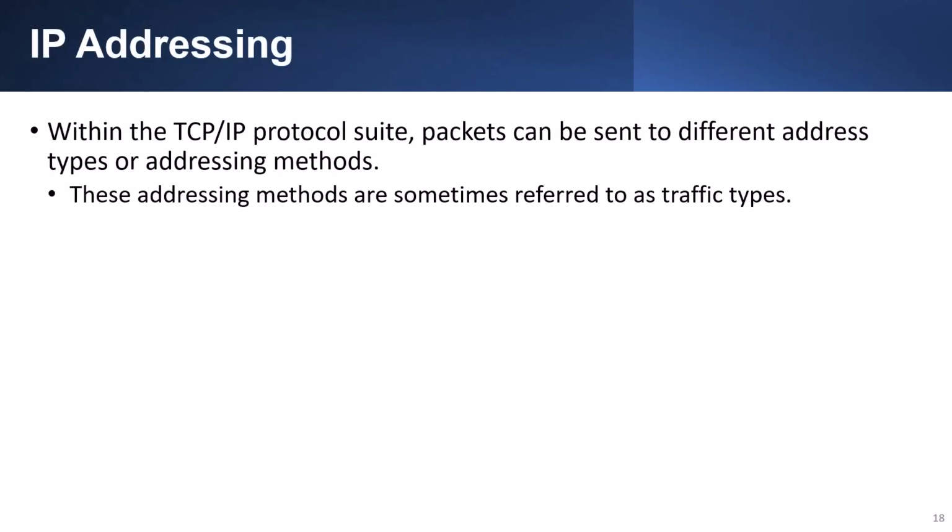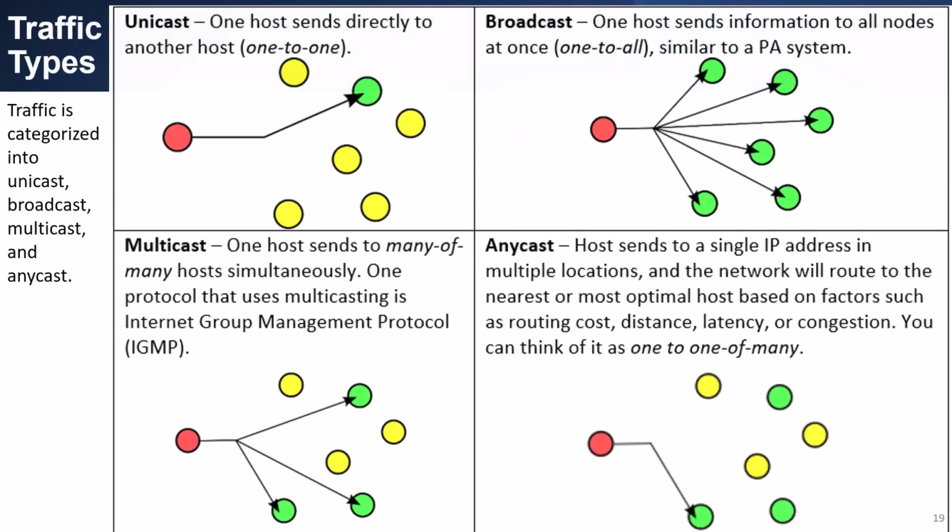Within the TCP/IP protocol suite, packets can be sent to different address types or addressing methods. These addressing methods are sometimes referred to as traffic types. Traffic types are categorized into Unicast, Broadcast, Multicast, and Anycast. Unicast is where one host sends directly to another host, one-to-one. When you connect to a single server or you ping a single server, you're using Unicast.